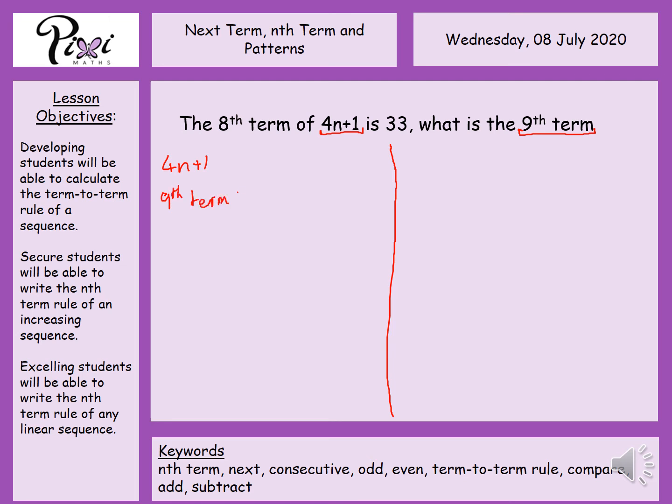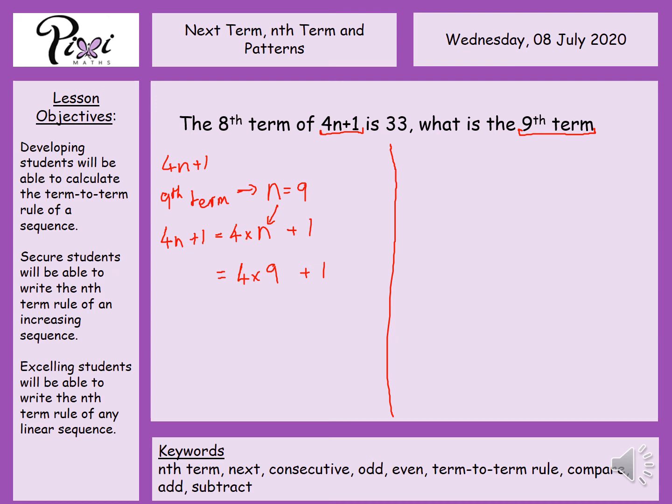and what does the 9th term tell us about n? It tells us that n equals 9. So we're going to write out our sequence, so 4n plus 1, and then we're going to write it out in full, so 4 times n and then plus 1. And we know that n equals 9, so we're going to be substituting that in. So we've got 4 times n, so that becomes 4 times 9 and then plus 1.